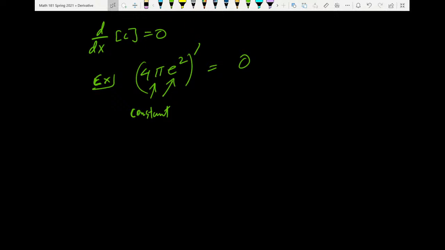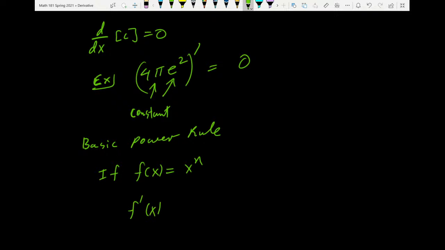And then another basic rule, basic power rule. If f of x is x to the n, then f prime of x equals n times x to the n minus 1.